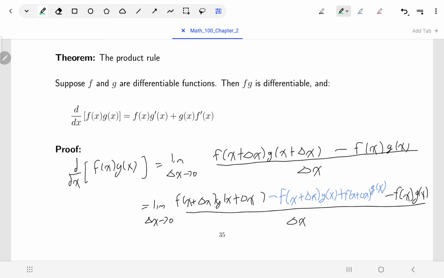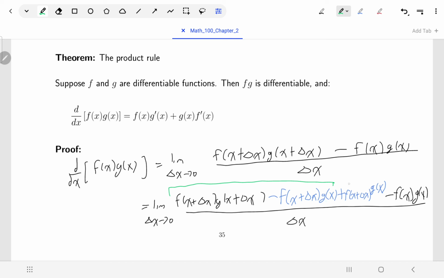So why did I do this? Well, if we take a look at what I currently have now, I can see that in the first two terms, I have an f of x plus delta x that's in common, and then I'll be able to factor them out of the first two terms. And what am I going to be left with? Well, it'll be a g of x plus delta x minus a g of x, which hopefully you'll recognize as the start of our derivative for g.